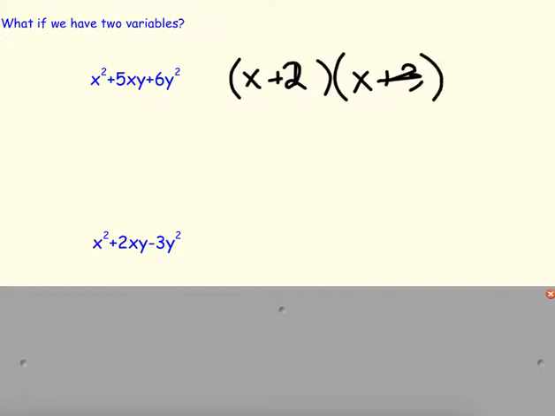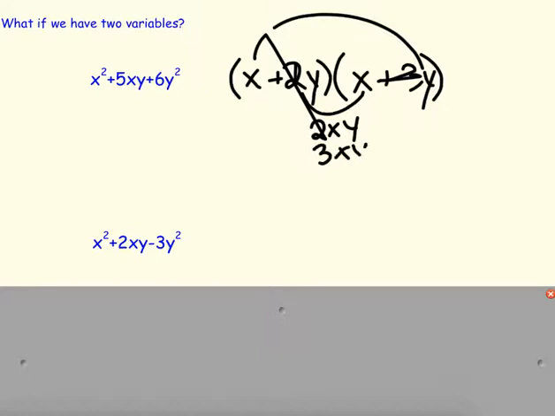To get that product of 6y squared, currently I only have 6, so I must have to do a 2y times a 3y. That gives me a 6y squared. Let's see if it gives me that 5xy as well. And really, I just need to check my middle term. So I get a 2xy, and I get a 3xy. So yes, I get a total of 5xy.